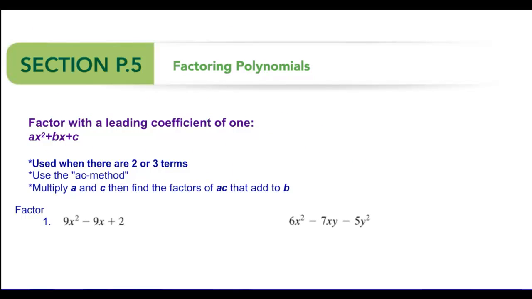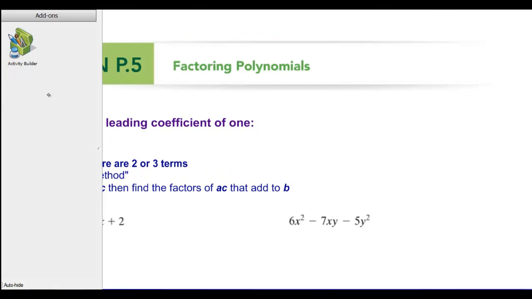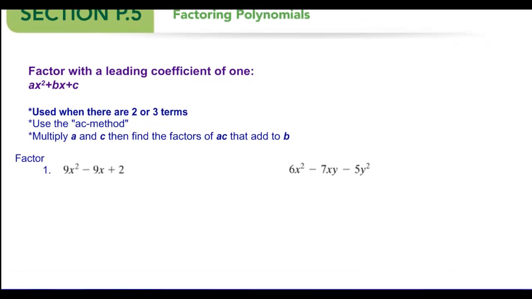All right, let's talk about using the AC method. So this is what you need to use whenever the leading coefficient is not a 1. We're going to first check to make sure there's not a common factor. So make sure there's not a common factor amongst all the terms. And for number 1, there is not. So we're going to jump right to the AC method.